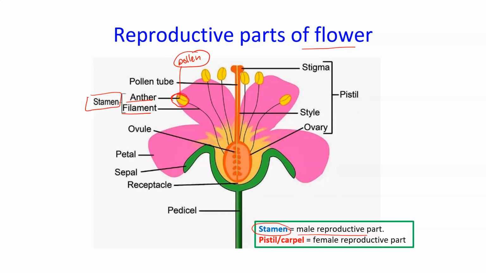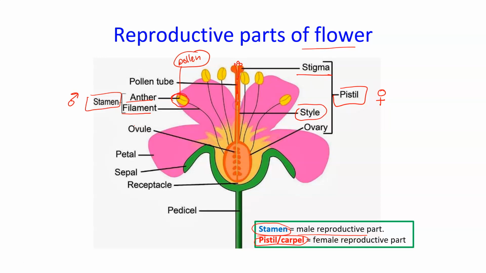And for the female reproductive organ, which is the pistil or carpel, stamen is male. The pistil or carpel contains the stigma. Stigma is where the pollen will land. And then the style. As the pollen lands, it forms a pollen tube.